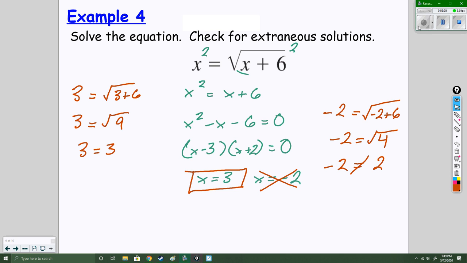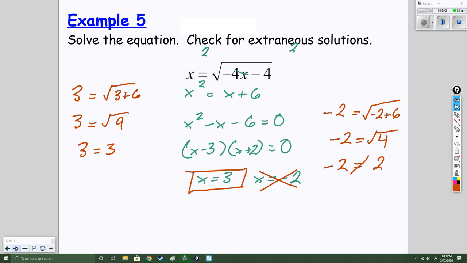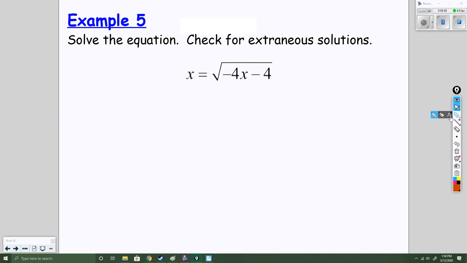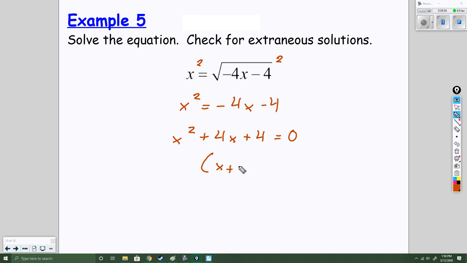All right, let's move on to the last one. In this final problem here, like the last one, we have a radical on one side, so let's eliminate that radical. So we'd get x squared equals negative 4x minus 4. Let's get everything over to one side. And let's factor. All right, this is a perfect square trinomial. And it factors to be x plus 2 squared. All right, so we want to set each factor equal to 0 and solve. In this case, the factors are the same. So when we solve this, we get x equals negative 2.